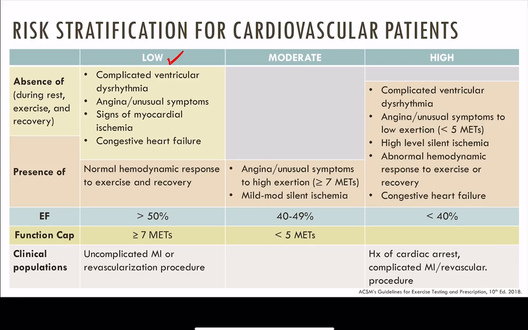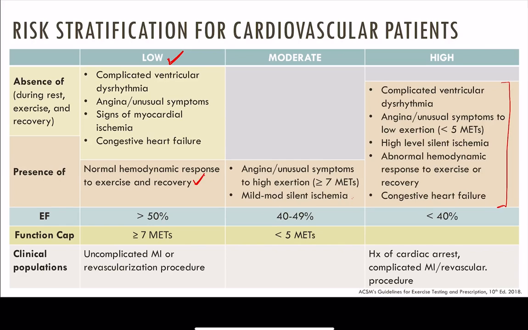They have to have the presence of normal hemodynamic response to recovery and exercise. So the expected cardiovascular response to those little mini stress tests that you did would have to be there for them to be low risk. If they had angina or unusual symptoms or even some mild to moderate silent ischemia, that would put them at a moderate risk. And then basically if that list of things that's absent in the low risk is present, they become a high risk patient.